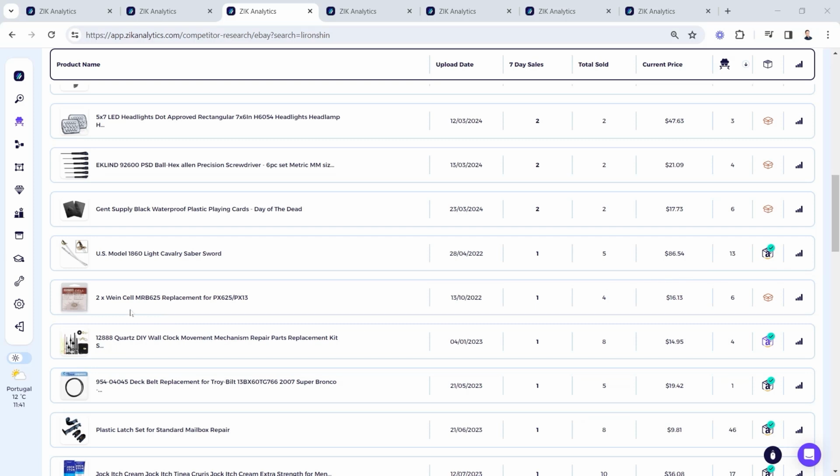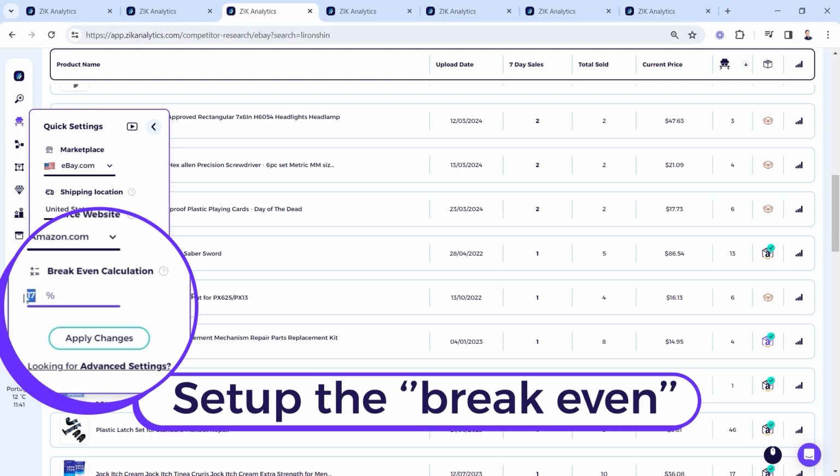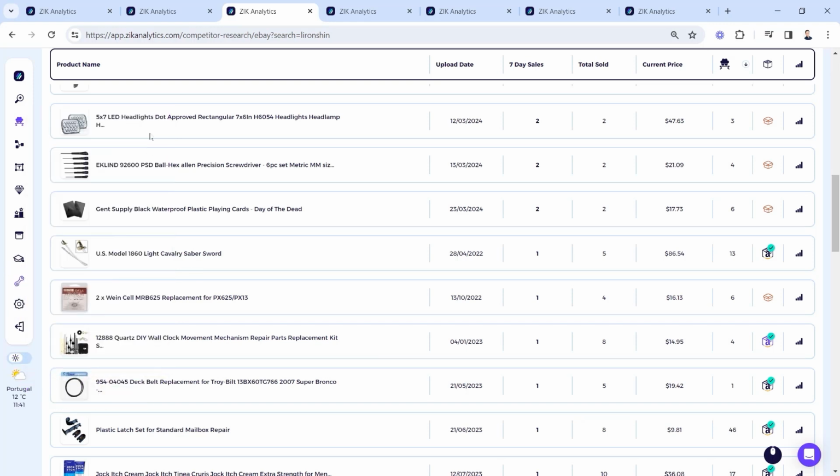One important thing to do is to set up the break even. So you go into the quick settings and you set up your break even. I put it at 17% because in many cases you will be charged sales tax. So it's 5% on top of the 20% for eBay fees. Okay. So this is what you do.